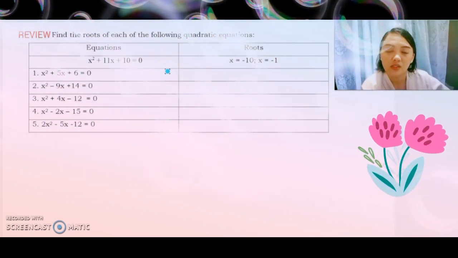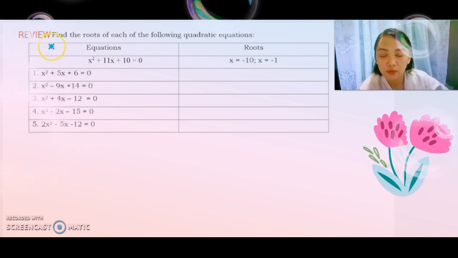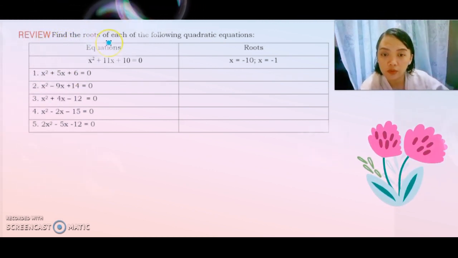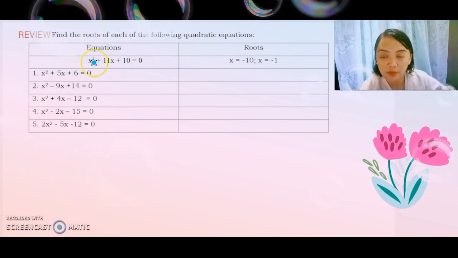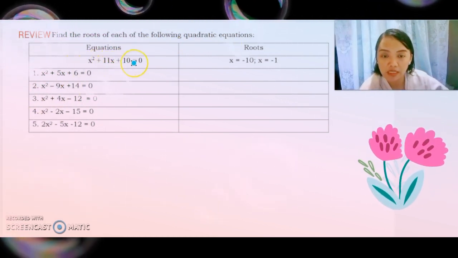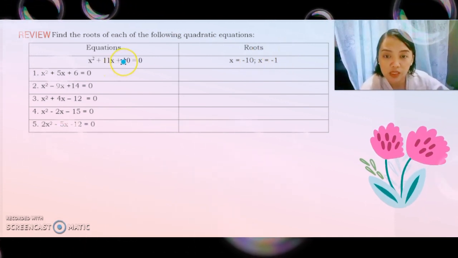Good afternoon, class. Before we proceed with our topic about quadratic inequality, let us review finding the roots of each of the following quadratic equations. For example, number 1, x squared plus 11x plus 10 is equal to 0. The roots are negative 10 and negative 1. All you have to do is to factor this.